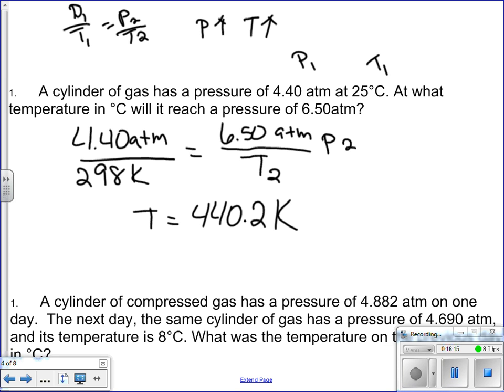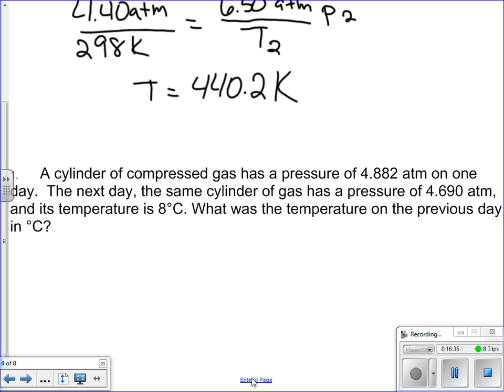If you notice, our pressure, wait a minute. Pressure increases. We're going from 4.4 to 6.5. So our temperature should also increase, going from 298 to 440. So that one checks out.